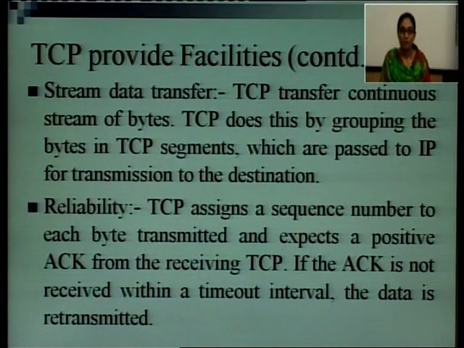Reliability. The main feature of TCP is that it is a reliable protocol. Why is it reliable? Because it uses the concept of acknowledgement. TCP assigns a sequence number to each byte which is transmitted and expects a positive acknowledgement from the receiving TCP. If the acknowledgement is not received within a particular time unit, that means data is lost during the transmission and we have to transmit that particular sequence number data again. So this means TCP is reliable and data is not lost. If it is lost, we can easily transmit that information again.